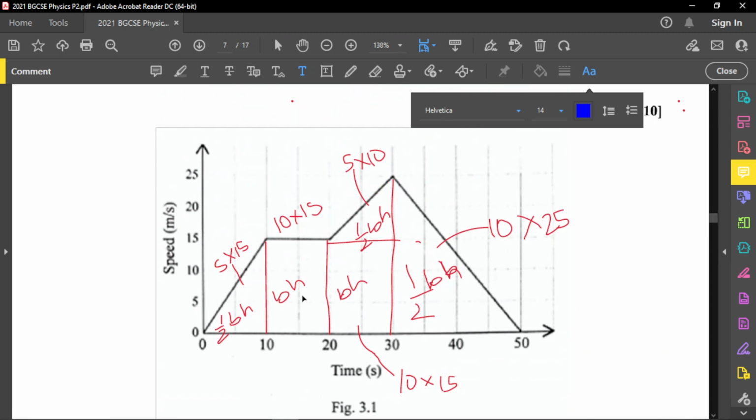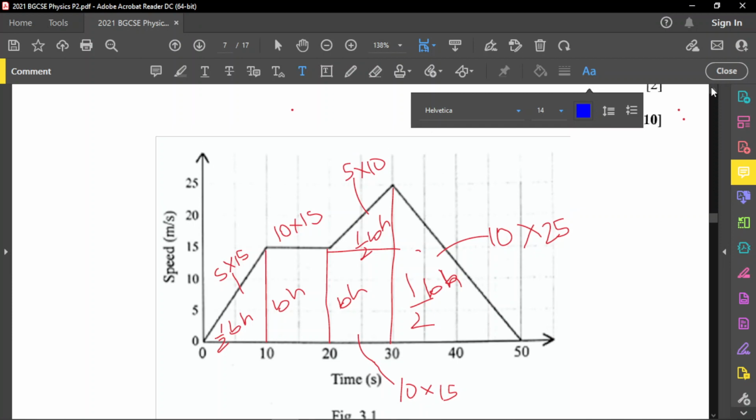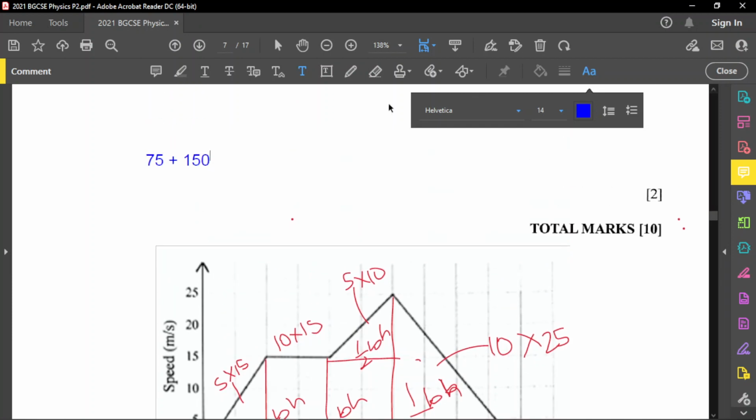So here again, another 10 times 15 here. Let's put that in. So that is another 10 times 15, which is also 150. So here it's going to be plus 150. And then you're going to have plus here, which is 5 times 10. And 5 times 10 will be 50. So let's put that in as well.